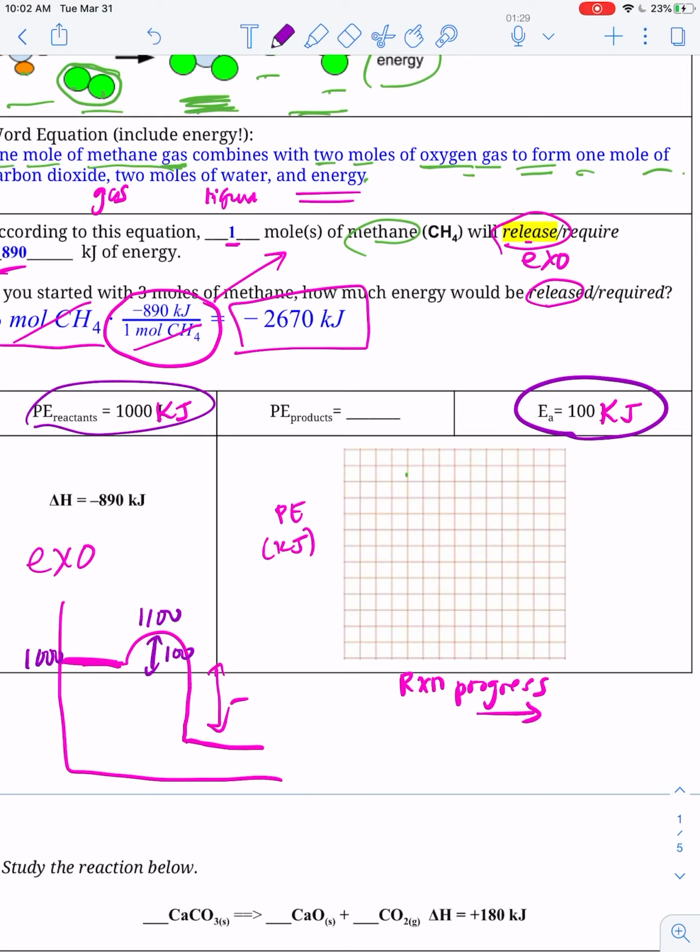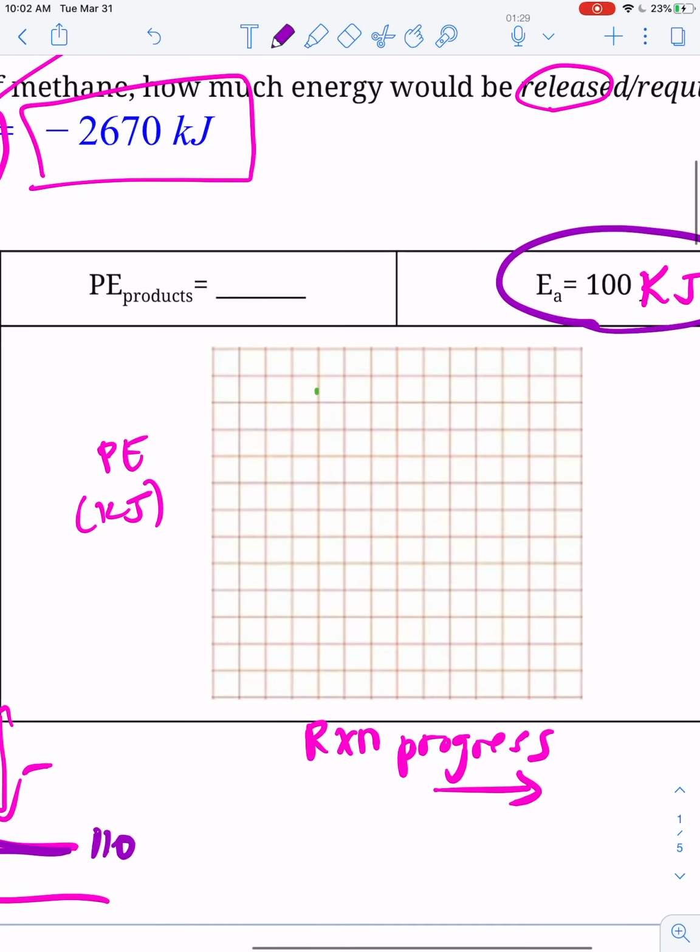Then it falls back down to the products, because those have lower energy. The negative delta H between the reactants and the products is going to be 890. So I go from 1,000, and the products are 890 lower than that, so they end up at 110. When I make this graph, I'm probably going to do these by hundreds, which is why you might want to pre-think about it a little bit before you decide what you want to do.